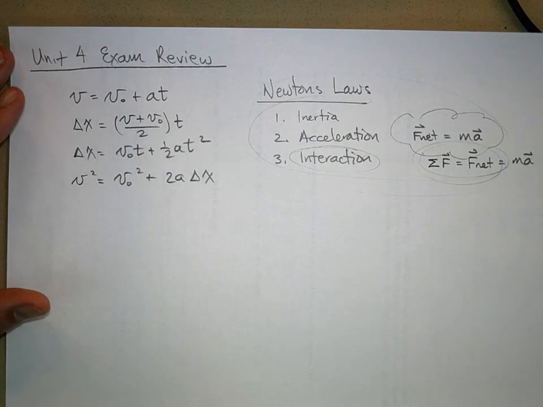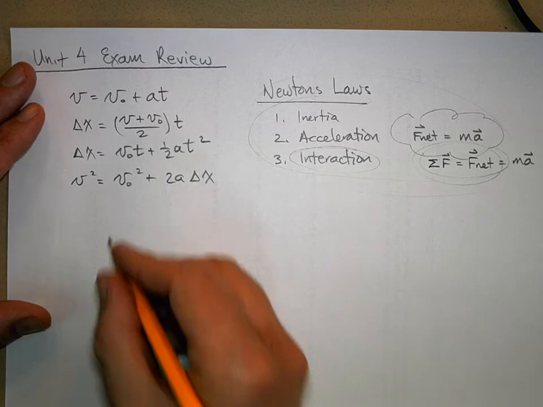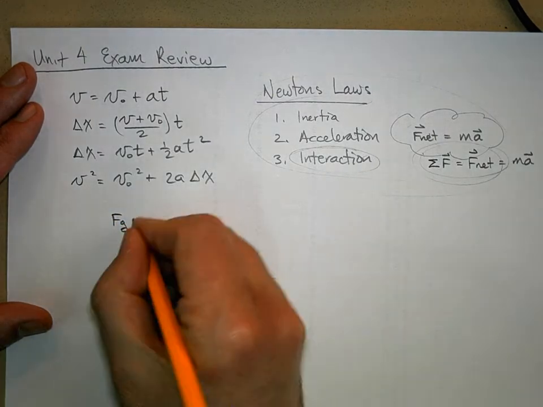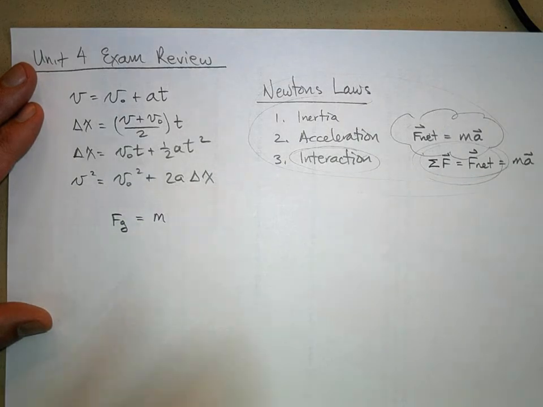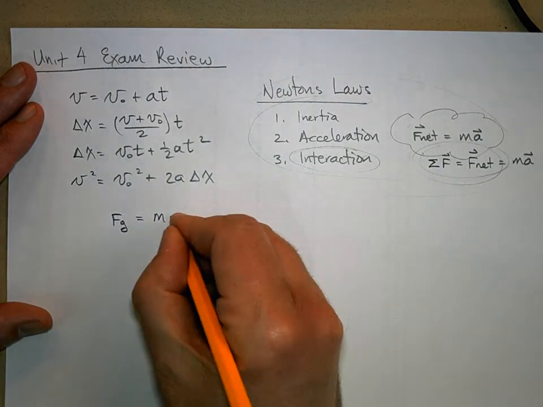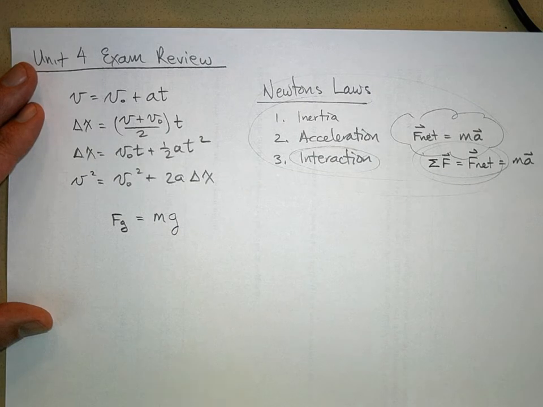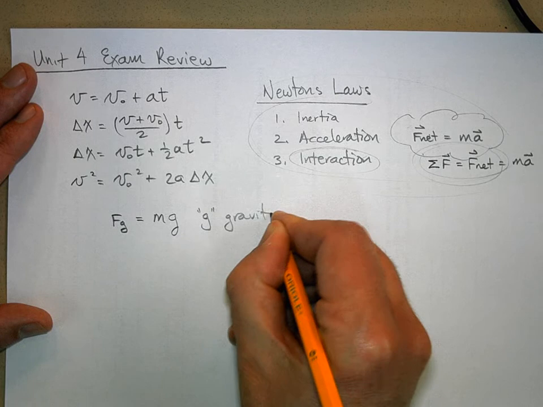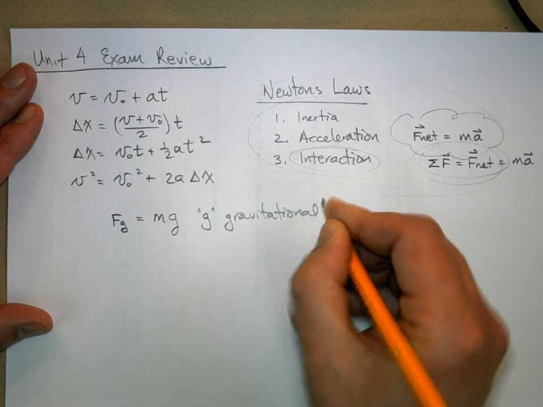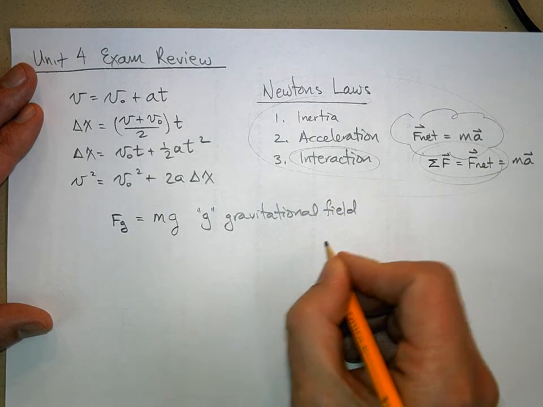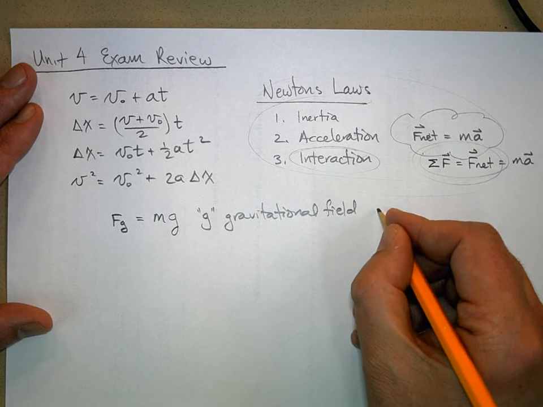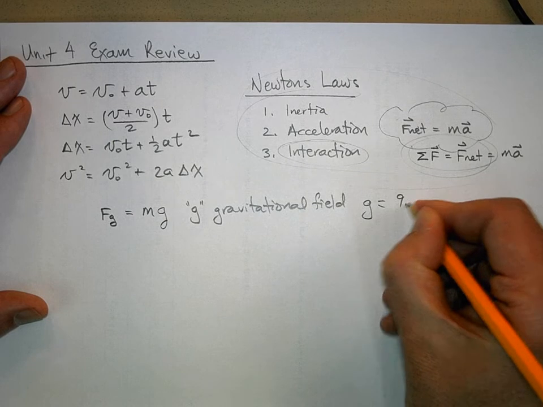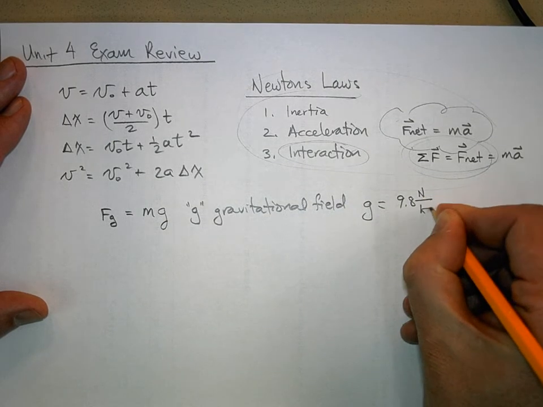Then we did a couple of experiments. We said, hey, the force of gravity, also known as weight, is equal to the mass of the object in kilograms times g. And g we called the gravitational field. Okay, and on the Earth, g is equal to 9.8 newtons of force for every kilogram of mass.